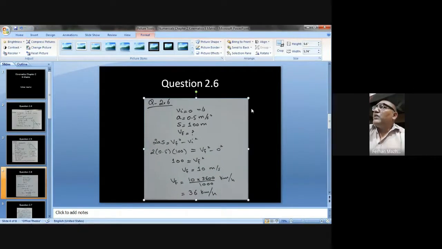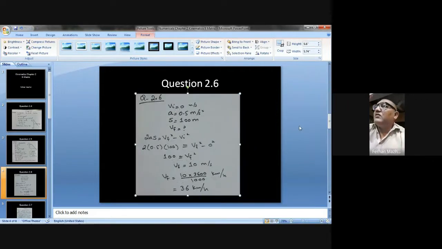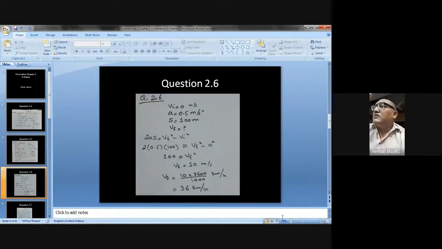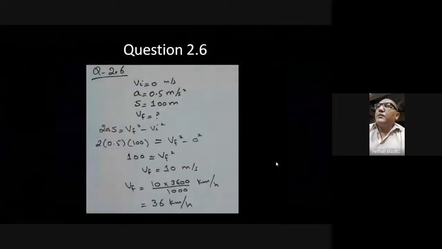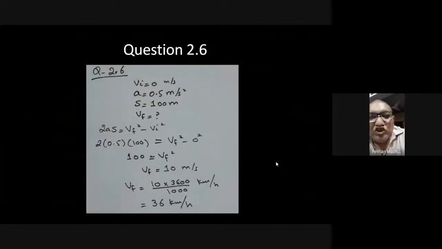Question number 2.6 is now showing up on your screen. The train started from rest, so the initial velocity is 0 meter per second. The acceleration is given as 0.5 meter per second square. The distance traveled during that motion is 100 meter, and the final velocity is questioned. They ask us to represent the final velocity in kilometer per hour. That's the main question.